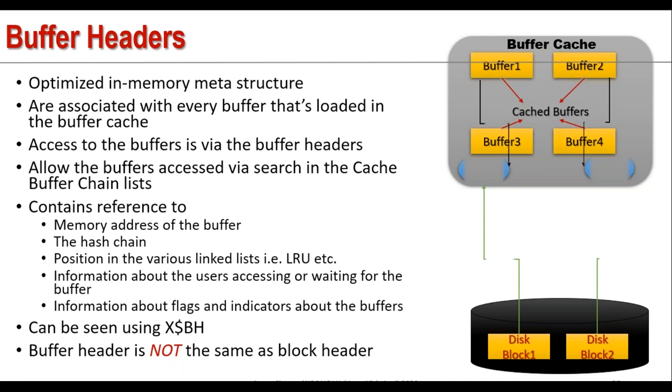But buffer headers are not the block headers, because as I already mentioned, a block header will tell you which table the block belongs to, whether the block has any users accessing it, how many rows it holds, and so on and so forth. On the contrary, the buffer header is about the block which it is going to be working for. So you do notice that in the buffer cache, we have the buffer headers being moved around.